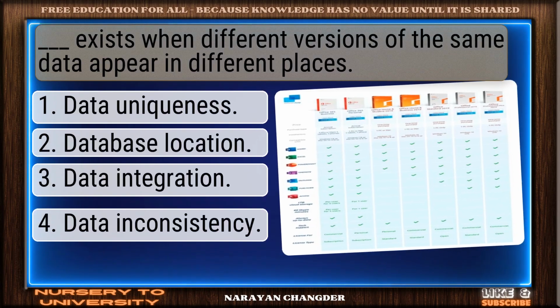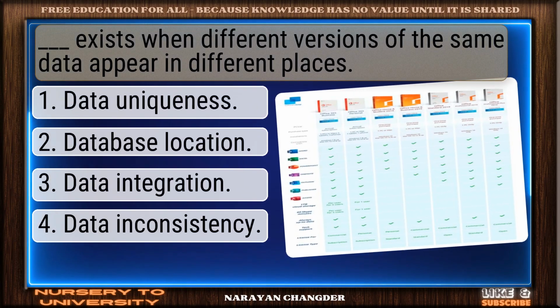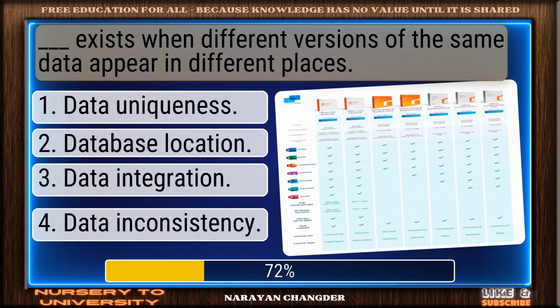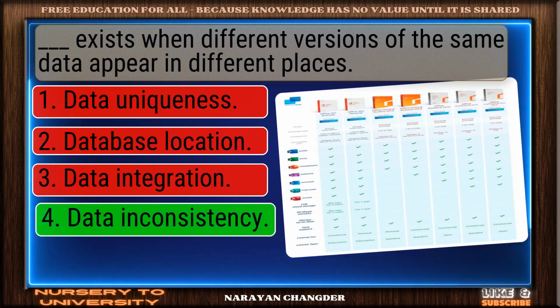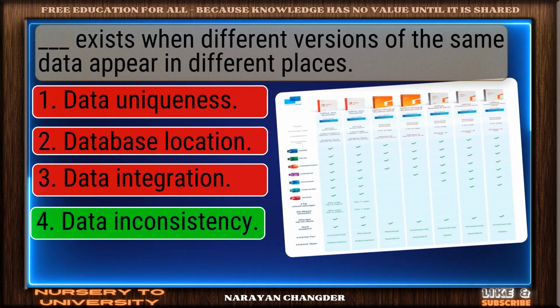Question number 25. Dash exists when different versions of the same data appear in different places. Nice work. You chose data inconsistency, and it is correct.